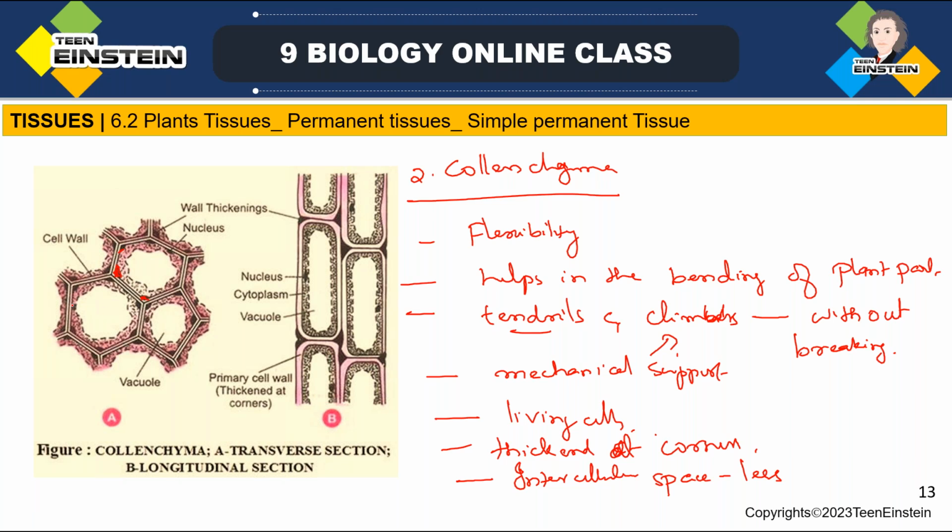The cells present in collenchyma tissue are living cells. This is the diagram of collenchyma: this is the transverse section and this is the longitudinal section. In the transverse section you can see the thickening at the corners. So in specific areas, especially the corners, these cells are thickened. And you can see the intercellular space is very less compared to parenchyma cells. So this is the second type of simple permanent tissue, collenchyma.